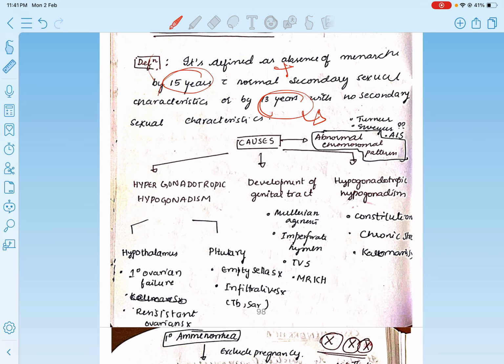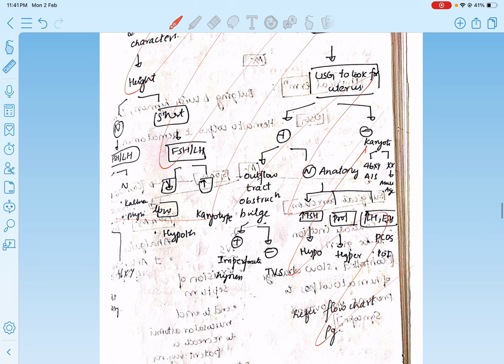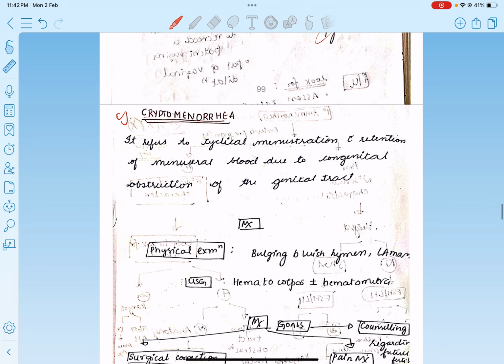Again, use the same concept: based on the gonad, locate it, and you need to develop it. Primary amenorrhea is never asked as your 5 marker. Okay, so don't study it. This is what is given in that. If you want, you can study provided you have time. The major thing which they ask is cryptomenorrhea for 5 marker. So you can study this.